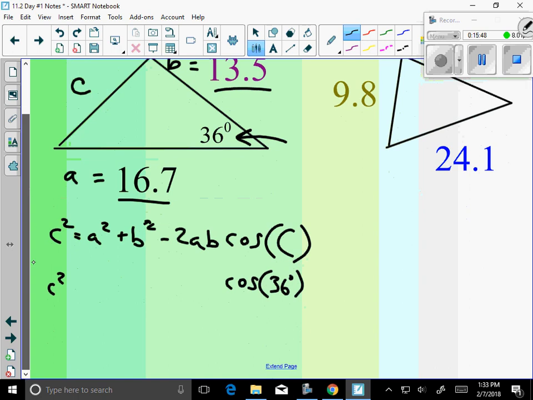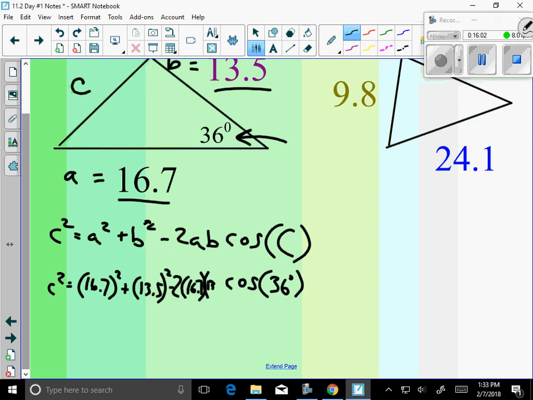Okay, so in for A, I'm going to plug 16.7. I'm going to square it. I'm going to add it to 13.5. I'm going to square that. I'm going to subtract 2 times 16.7 times 13.5. I'm running out of room. And as long as I don't mess that up, I should have C squared. Now, of course, you're going to have to take the square root of that thing. So C would be the square root of whatever this thing was, right? So I'd get something, and then I'd take the square root of something, and I'd get C.